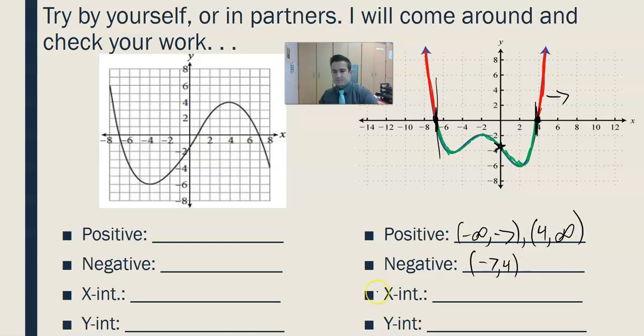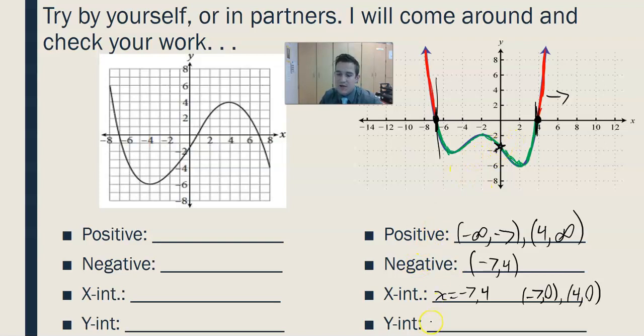Okay, now I'm going to find the x-intercepts and the y-intercepts. Remember, the x-intercepts are where I'm touching the water, or touching the x-axis. So at x equals negative 7 and at positive 4, those are my x-intercepts. If I wrote those as points, it would be (-7, 0) and (4, 0). Those are my x-intercepts. My y-intercept is wherever I'm touching the y-axis.